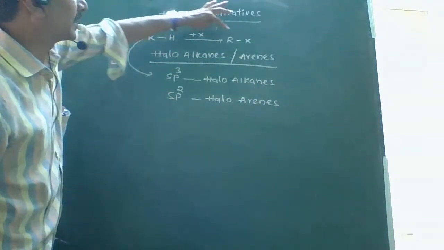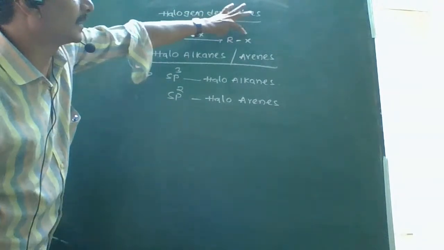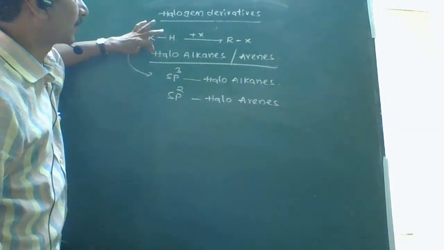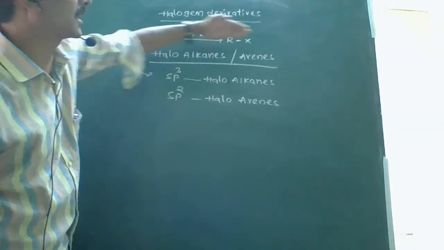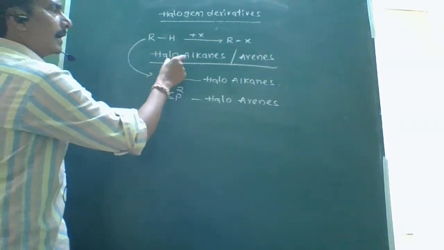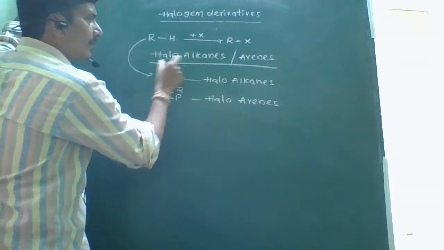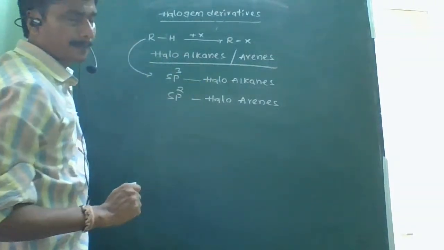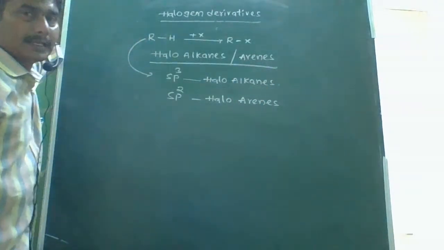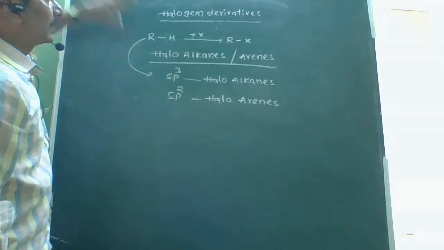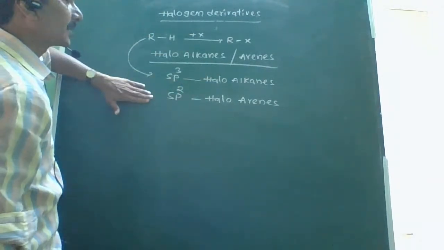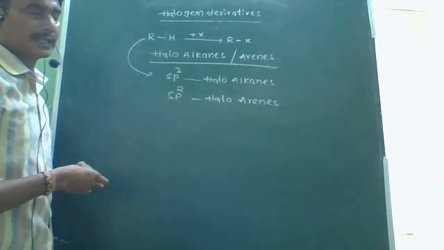That means with this halogen atom connecting with an sp3 carbon or an sp2 carbon, it depends on these two. These are two types, whether of aliphatic compounds or aromatic. Aliphatic halogen derivatives are known as haloalkanes. Aromatic halogen derivatives are known as haloarenes. So how do we identify? When this R is an sp3 carbon, that comes under haloalkanes. If it is an sp2 carbon, that comes under haloarenes.